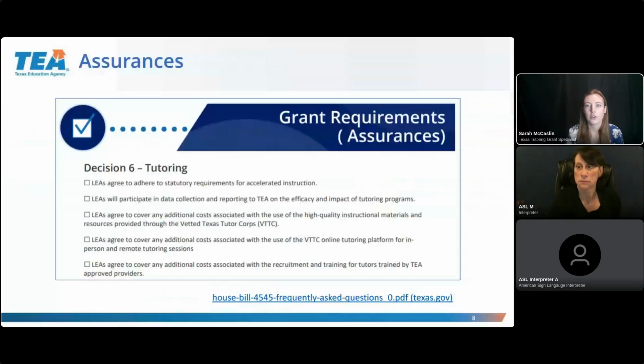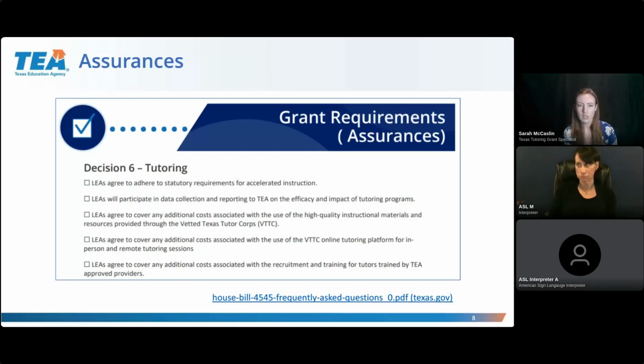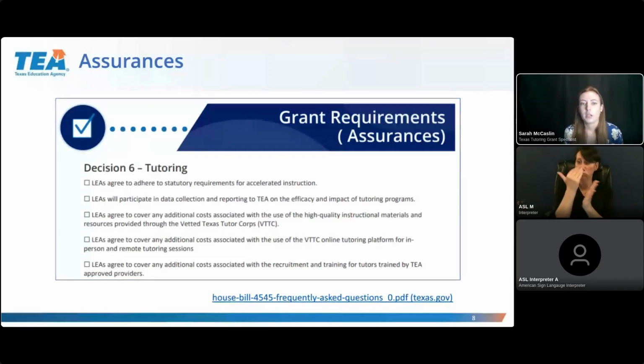Okay, so grant assurances. Let me make sure, there we go. So when your LEA representative signed off on Decision 6 grant assurances, this is exactly what they saw. And so I just kind of want to go over them one by one, make sure we're all on the same page. LEAs agree to adhere to statutory requirements for accelerated instruction.